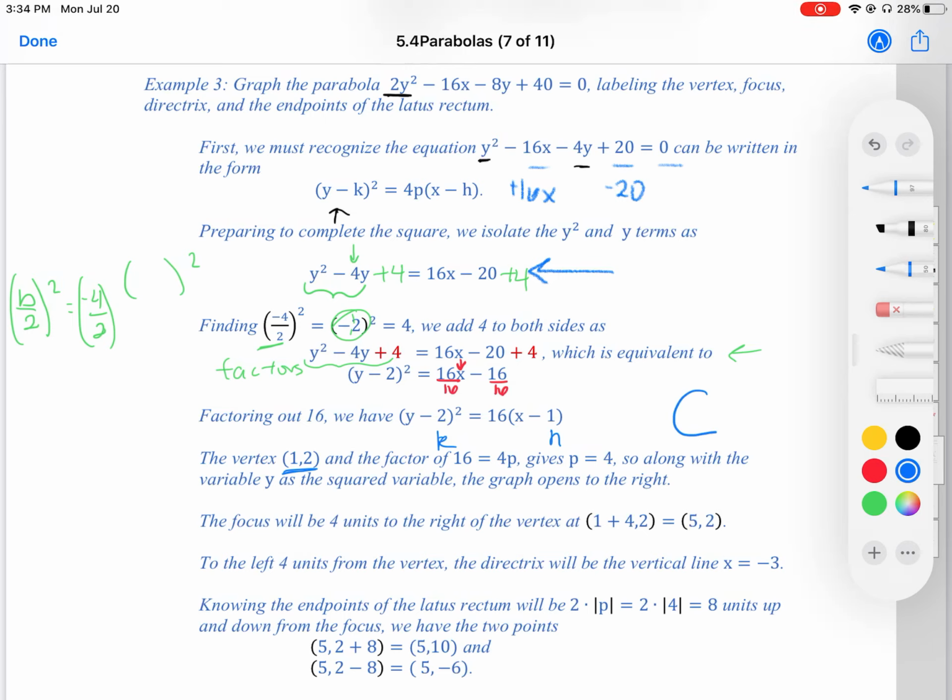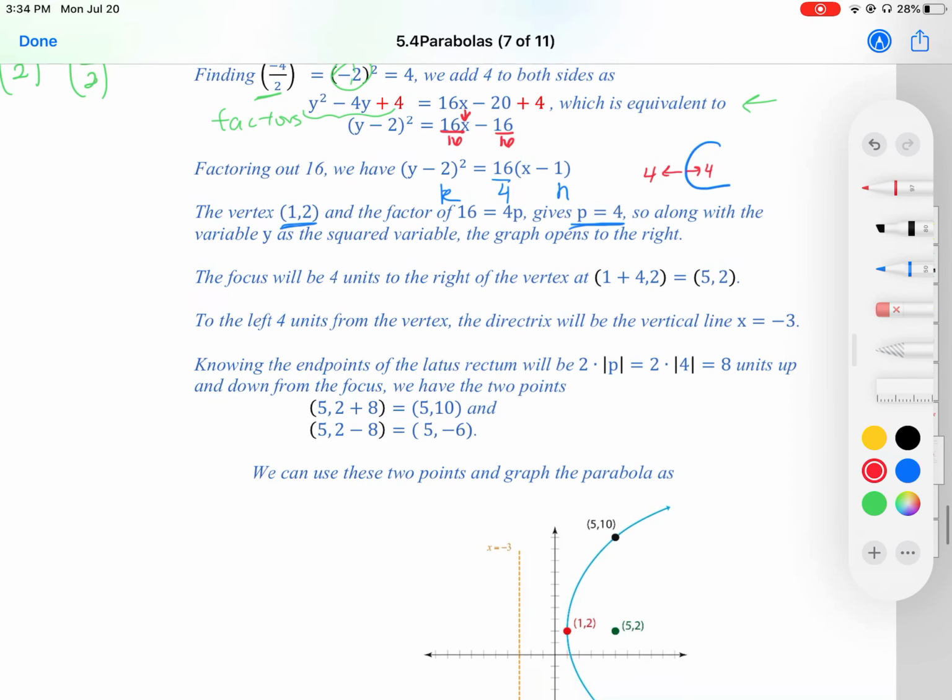Now that p-value, we divide that number by 4. So we get a p of 4. 16 divided by 4 is 4. So we know my parabola opens to the right, and I'm going to move 4 inside and 4 away. So give yourself time to draw it carefully on a grid, on graph paper. If you're using line paper, that's okay. Just be careful to use tick marks and try to be as careful as possible.